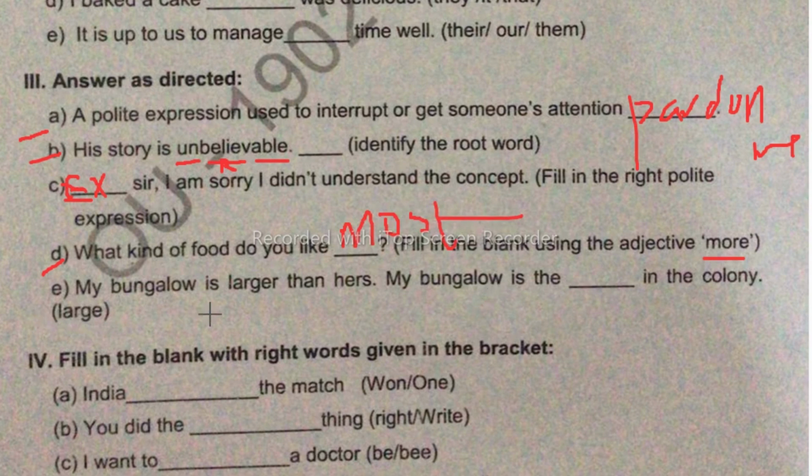Now here: my Bangalore is larger than hers. Here we are talking about two things, my Bangalore and her Bangalore. When we are comparing two persons, we have to use the comparative degree along with than. Now here: my Bangalore is the dash in the colony. Now it is more than two Bangalores, so we have to write the superlative degree. Also, I told you in the adjective chapter, whenever you see the article the before a blank, you have to write the superlative degree here. So what is the superlative degree of large? Largest. So largest is the superlative degree.